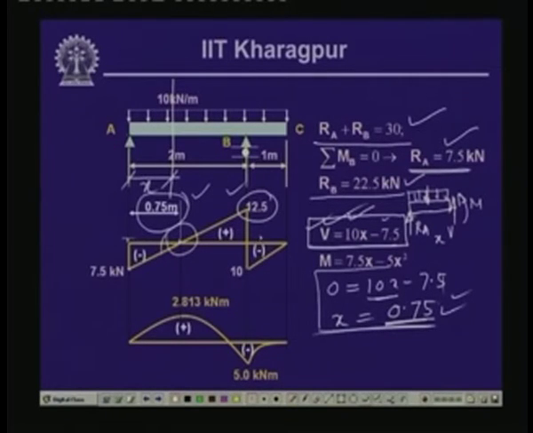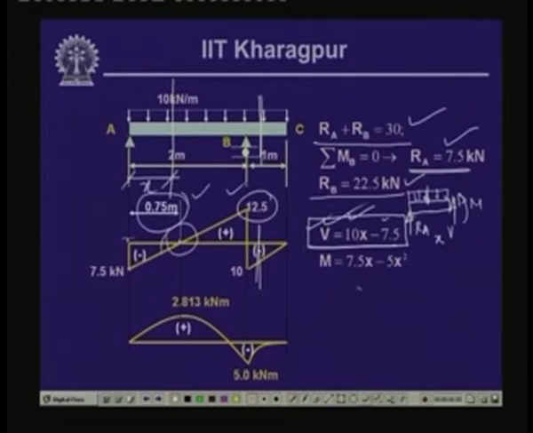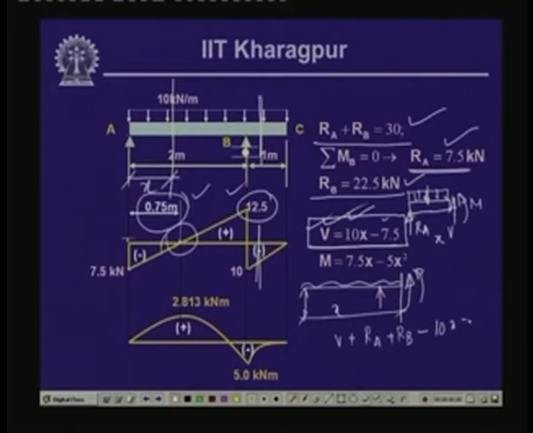Now, if you look at a section beyond this reactive value, what is the value of the shear force we get? The free body diagram is something like this: we have R A here, R B here, and the uniformly distributed load. This is the section at a distance of x from here, and at the section we have the shear force V and the moment M. So, V plus R A plus R B minus 10 times x is equal to 0. So, shear force V is equal to 10x minus R A minus R B.